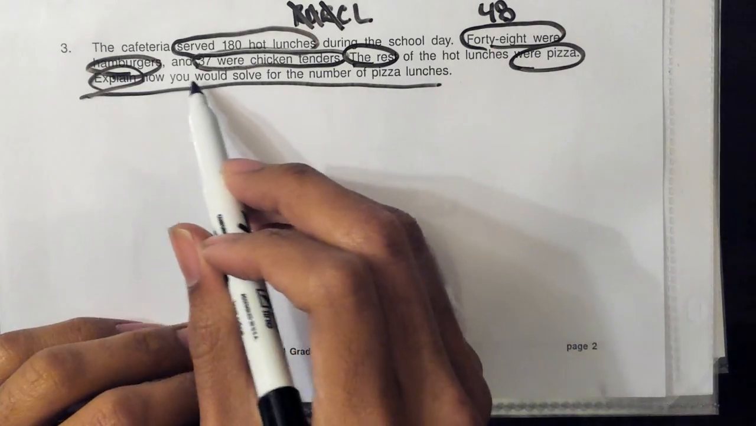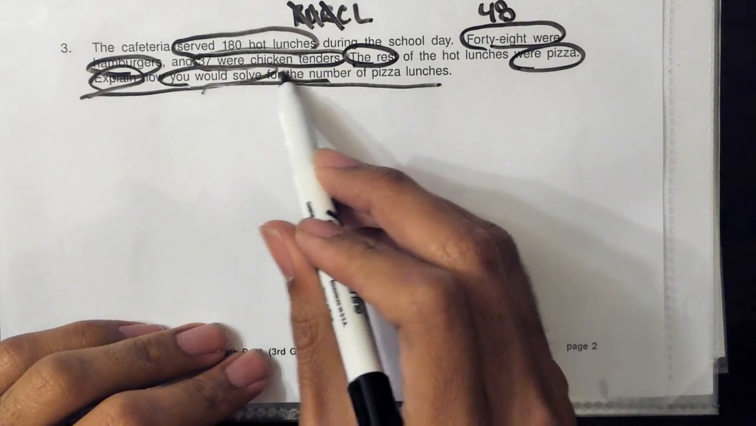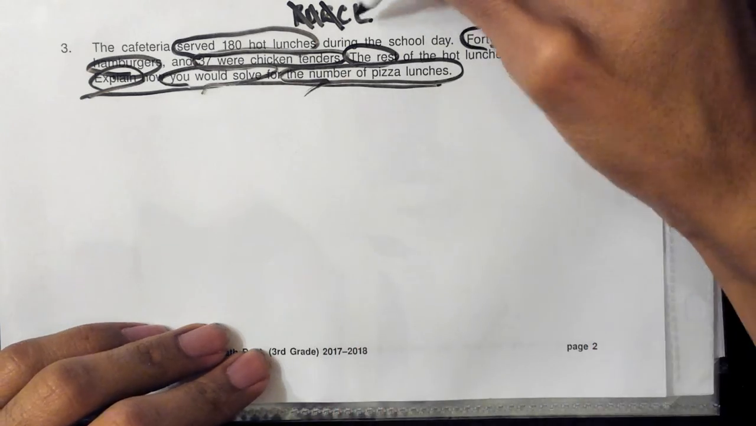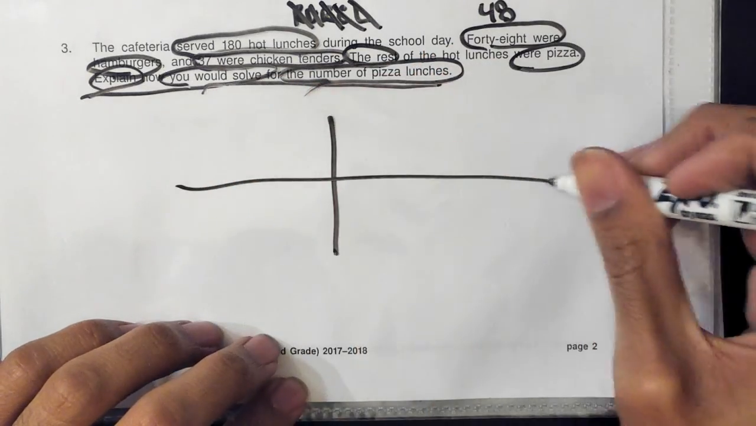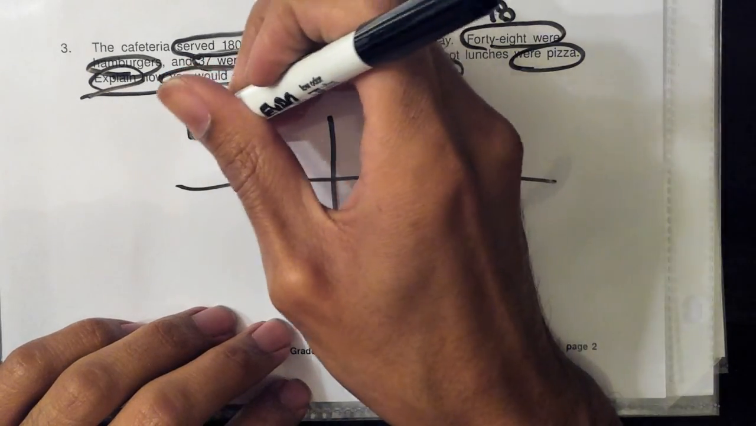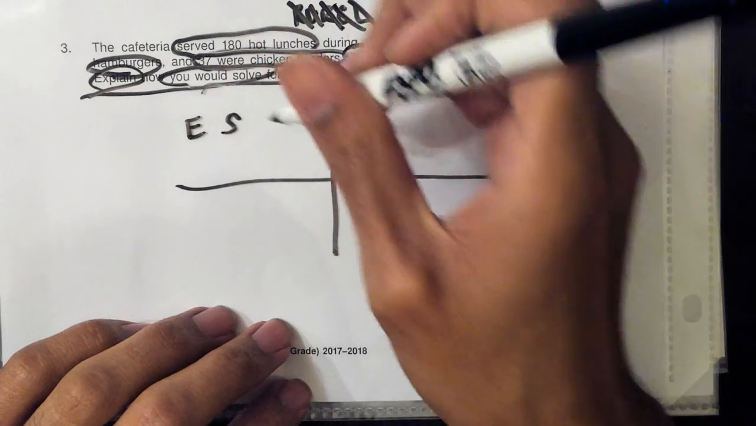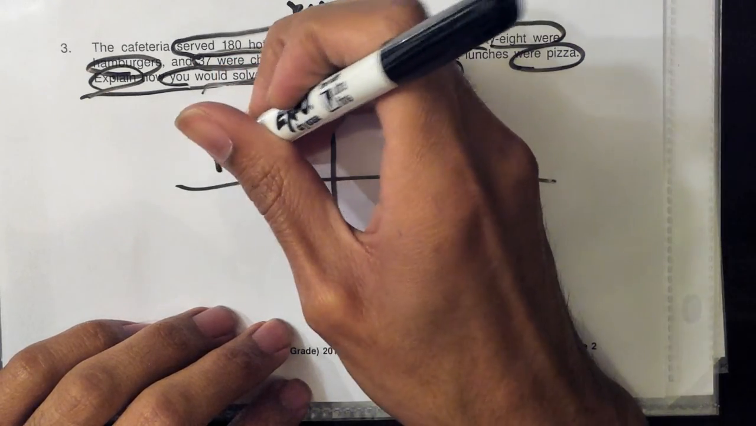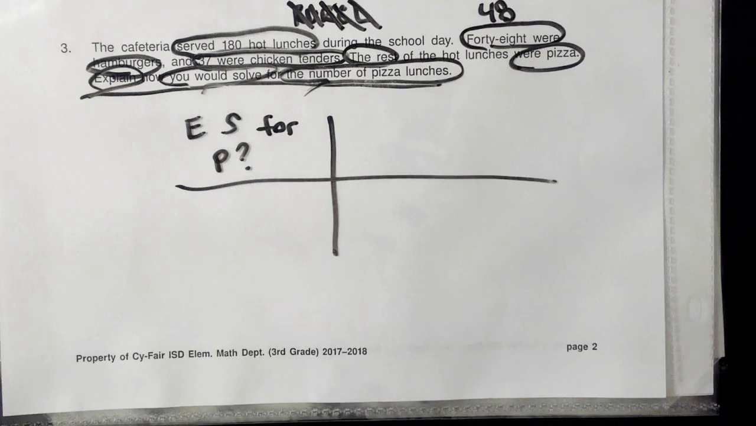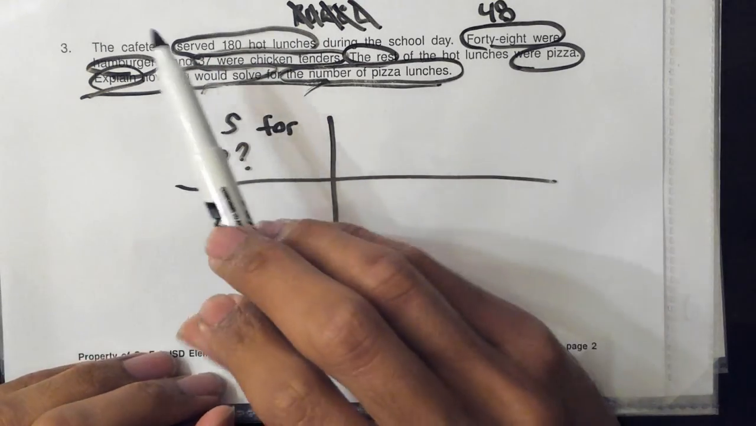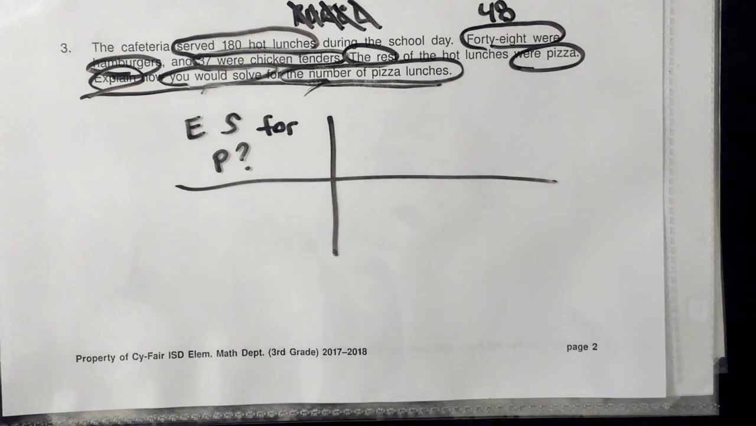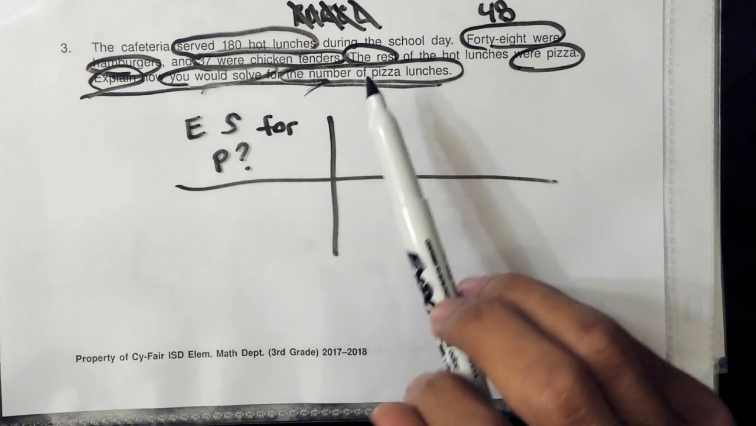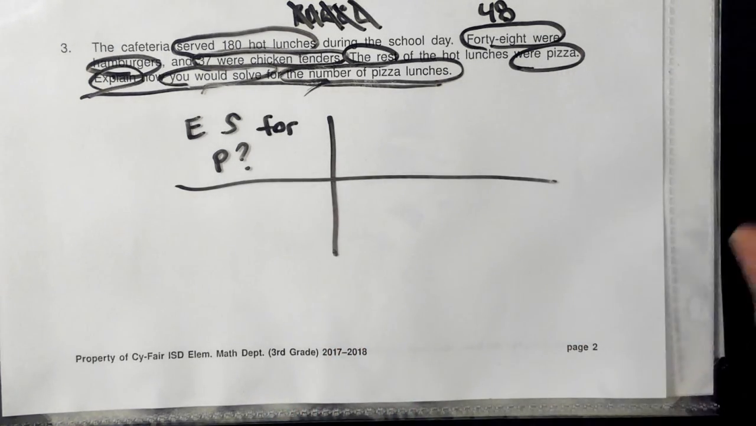Explain how you would solve for the number of pizza lunches. Let's cross that out. What should I do first? The main idea. My main idea is going to say, explain how you would solve for that pizza. What do I know? Well, I know that there was a cafeteria and they served 180 hot lunches. I know that 48 of them were hamburgers, 37 were chicken tenders, and all of the other ones were pizza.